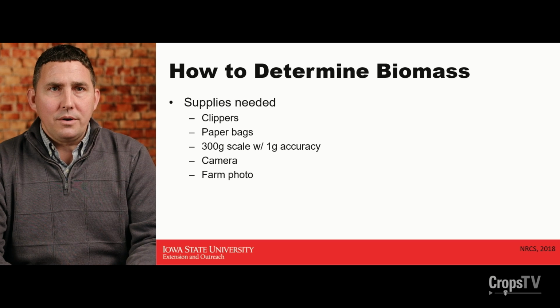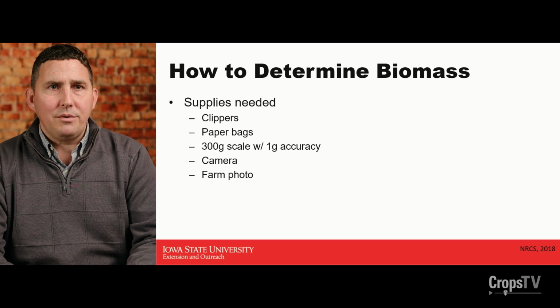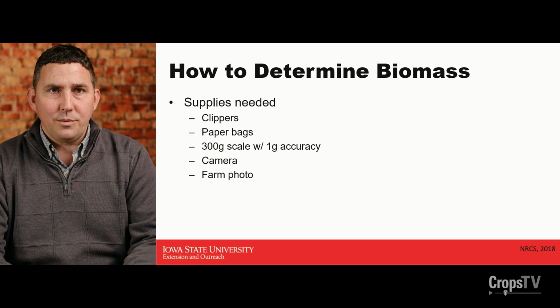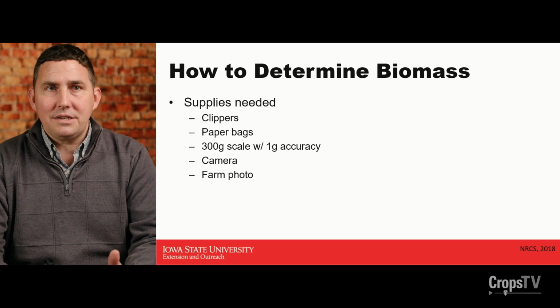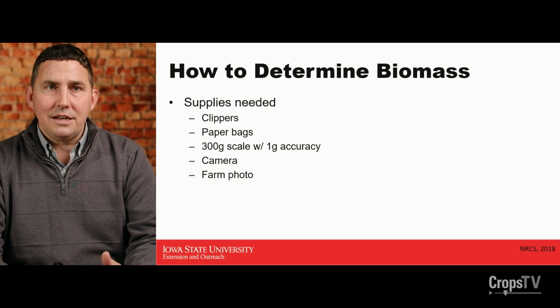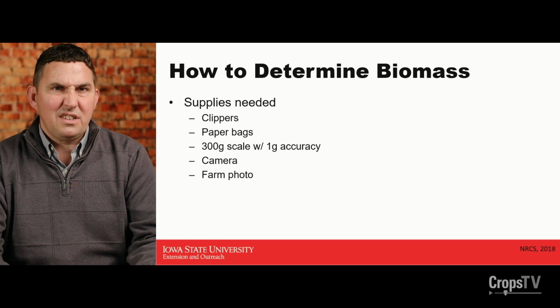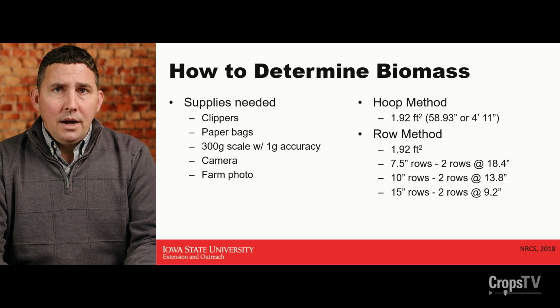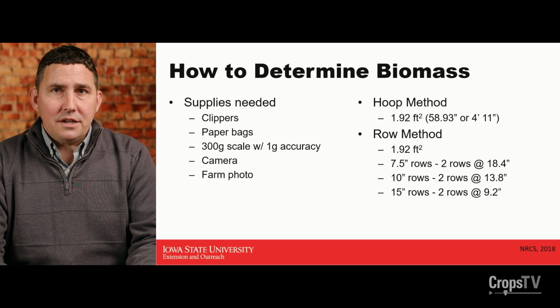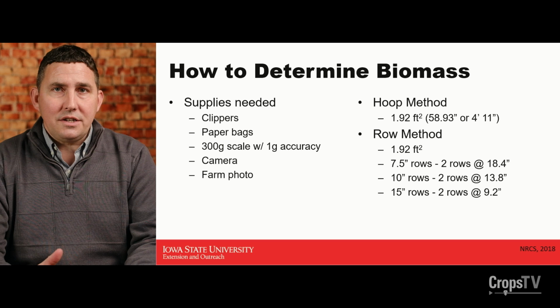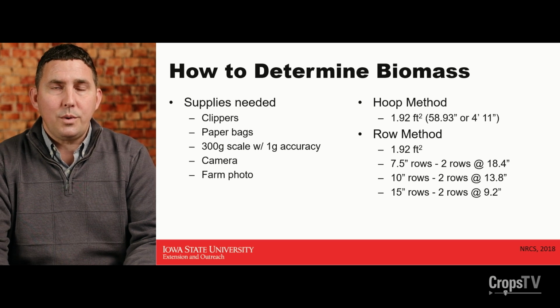And then a farm photo, again just to mark down where you were when you took these biomass samples, whether it's just to keep as a reference point or because you're thinking about sampling those areas again in a different year with different weather conditions, something like that. The NRCS has also suggested either a hoop method or a row method. And again, we use these in research as well.